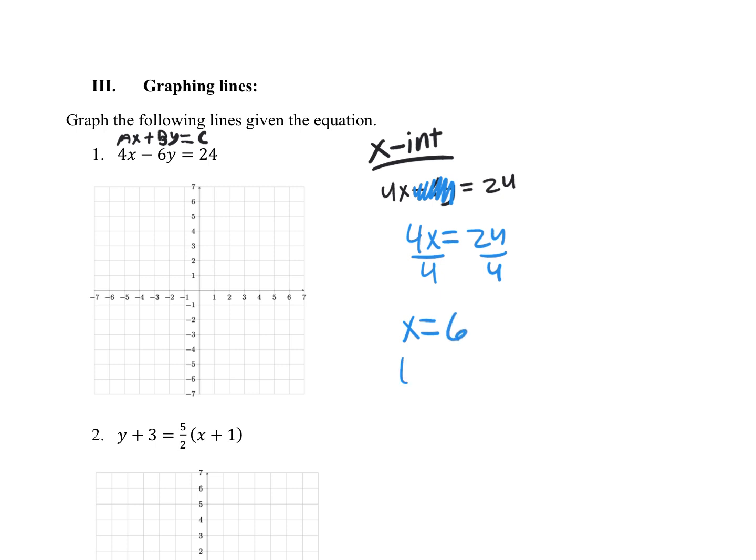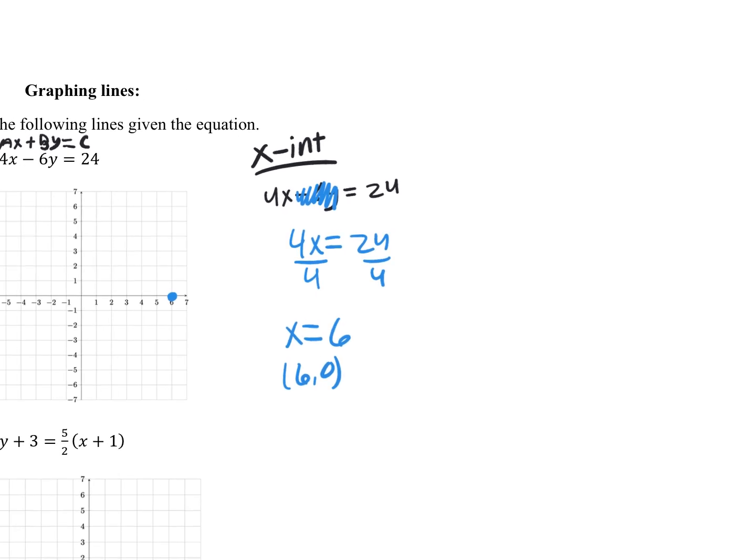So our ordered pair is going to be 6, 0. And plotting that point on the graph is going to get you a point right here. All right, similar with your y-intercepts.